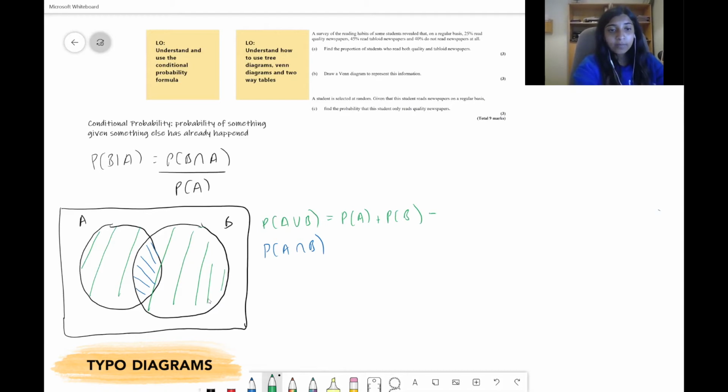minus, because we've got an overlap, you want to minus your overlap in the middle again, so it's minus probability of A intersection B. And then lastly, you have this bit on the edge, on the outside, so that's everything that's not in A or B. So this bit here, everything on the outside, is everything that's not in A and not in B. So that's everything of the Venn diagram.